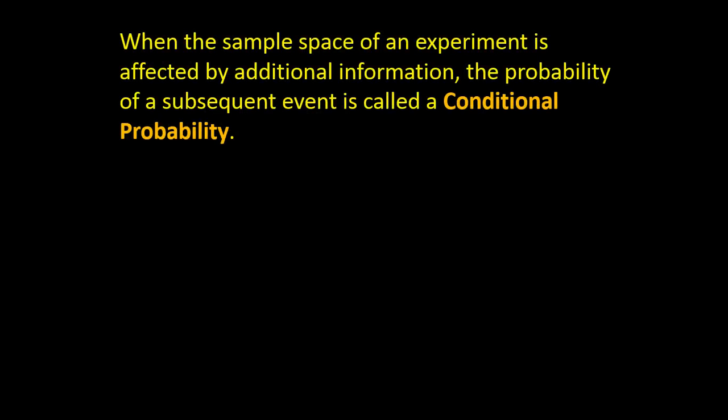So we have one more topic to talk about, and that's something called conditional probability. So sometimes the sample space of an experiment changes because of some information that we know about the experiment. And when that sample space changes because of that additional information, the probability of any event that happens after we know the additional information is called conditional probability.